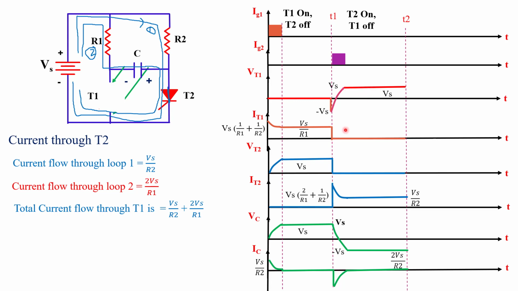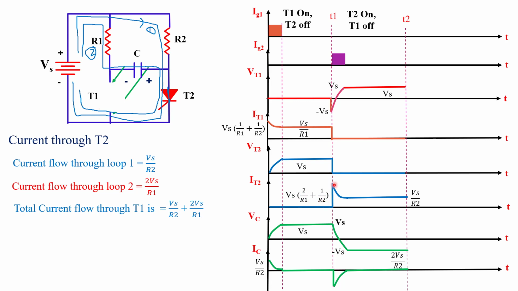What about current through T1 thyristor? T1 thyristor is turned off this time. Current across T1 thyristor is 0. T2 thyristor is turned on, so voltage drop across T2 thyristor is 0 this time. What about current through T2 thyristor? So initially when we turn on T2 thyristor, current flows through T2 thyristor from two loops, 1 and 2. So the initial current flow through T2 thyristor is this much. Here we mention this much current, Vs times 2 upon R1 plus 1 by R2.